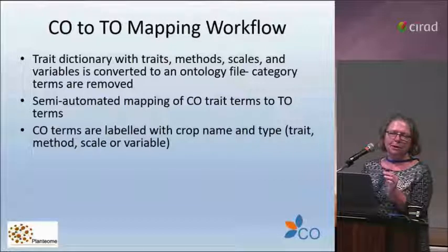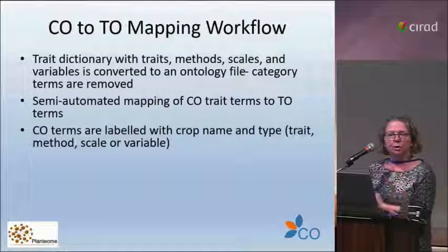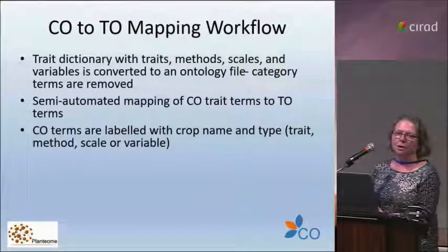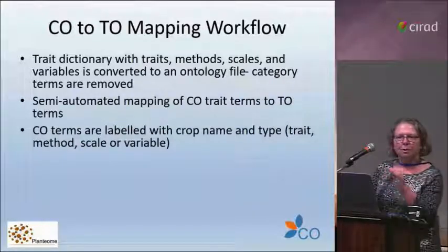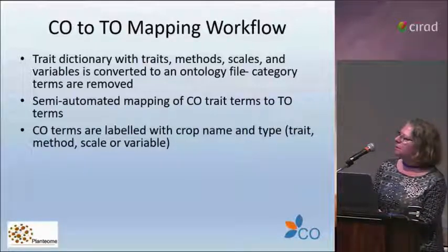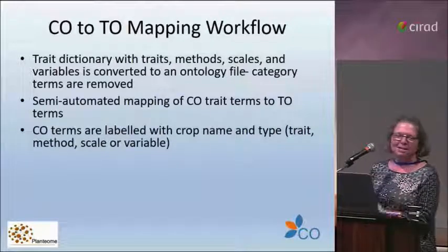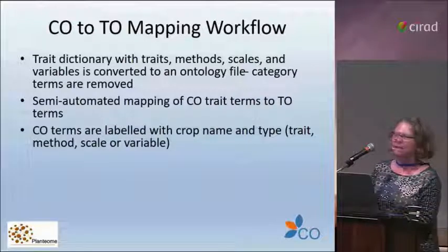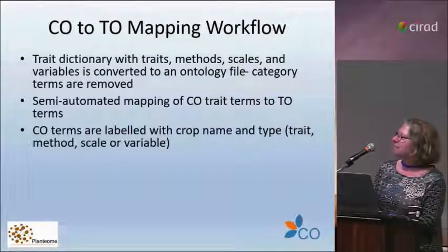And I just wanted to point out that in the Plantiome, we're only mapping the trait term to the trait terms in the TO, and then the method, the scale, and the variable are all related to the CO trait term. So in that way, you can follow through and look at the different variables that are associated with those traits. And we label the CO terms with the crop name to differentiate them because not everyone is familiar with what the number codes mean. And that way you can look at it, and I'll show you an example of that, but you can look at it and see what's a wheat term and what's a rice term and so on.